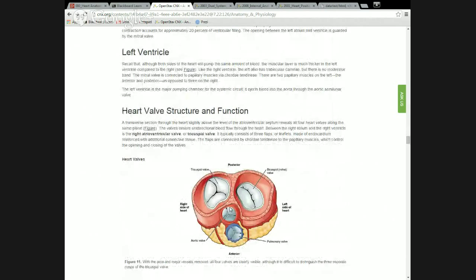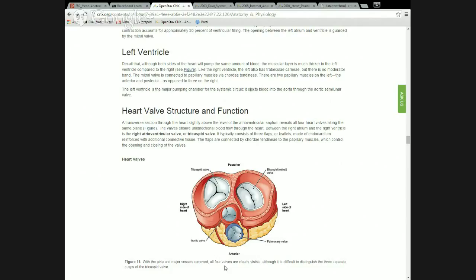This is an interesting picture I've seen a lot of places. We're basically looking down mostly from a superior view with the atria removed and the arteries removed, so we can see the location of these valves. One thing you can see is that the tricuspid valve and both semilunar valves, in fact, do have 3 cusps each, and the mitral valve has 2.